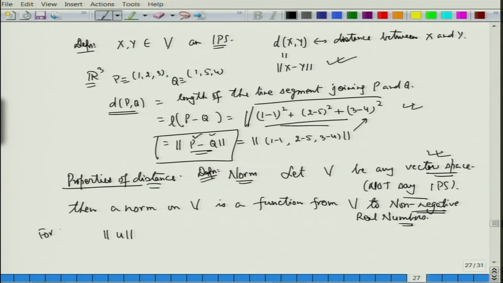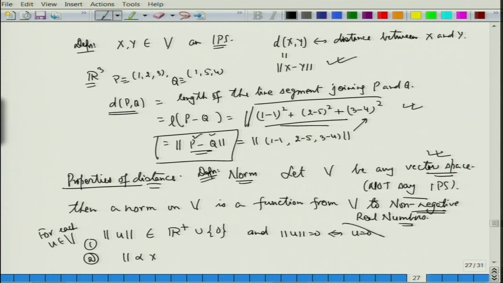So, for each u belonging to V, this belongs to R plus union 0, all right. And what we need is that norm of u is 0 if and only if u is 0, we need this part, all right, for us. So, let me just have the right things, otherwise there will be problems. So, this is the first thing for us, all right. So, 1, 2, norm of alpha x should be equal to mod of alpha into norm of x for all alpha belonging to a scalar, whatever it is, and x belonging to V.